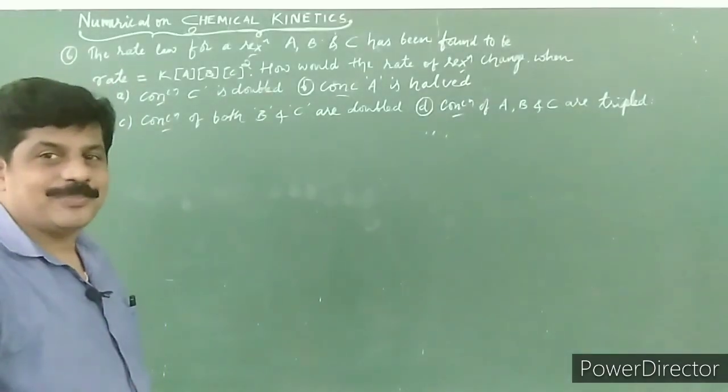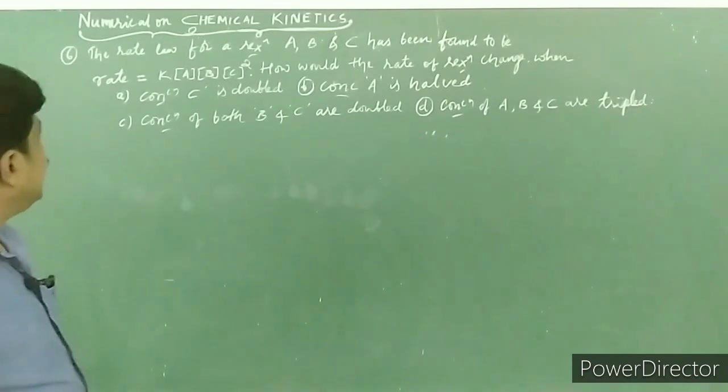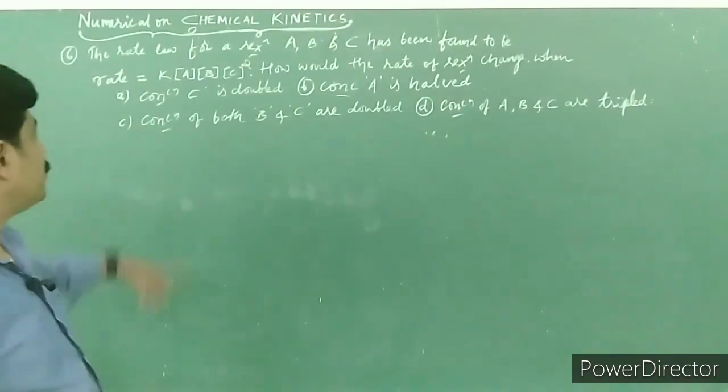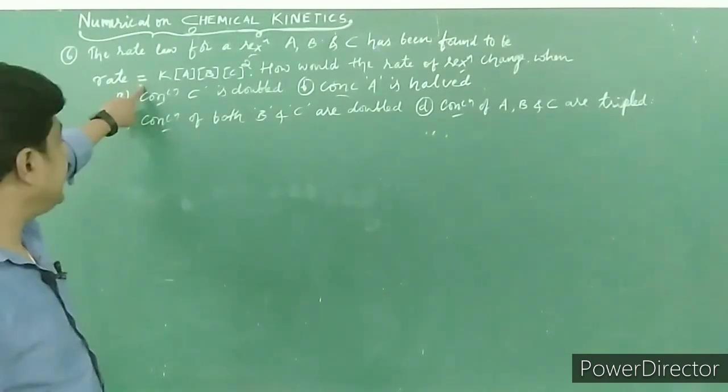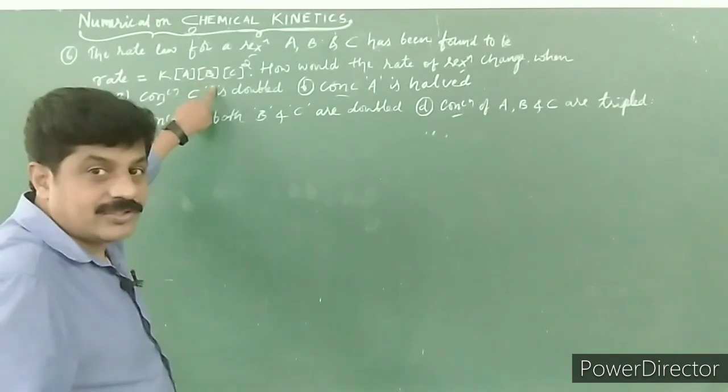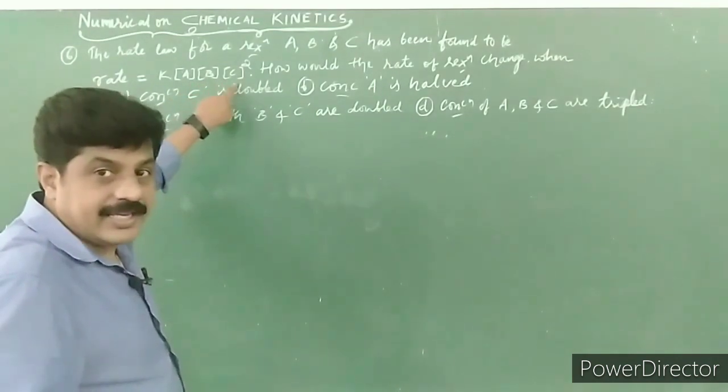Let me take up the next numerical for you. The rate law for a reaction A, B and C has been found to be, rate law expression, rate is equal to K into molar concentration of A into molar concentration of B into molar concentration of C raised to 2.